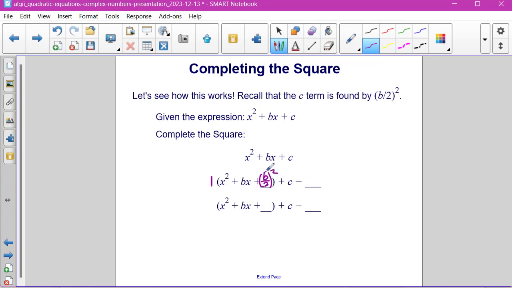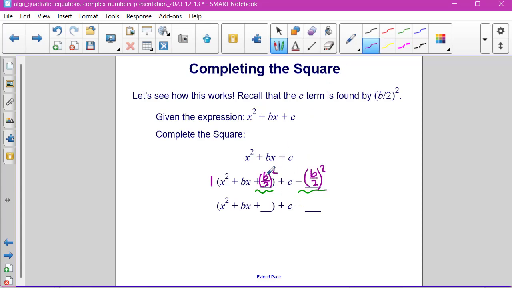And then whatever we add to one side, we also have to take away, or add to the other side if you do have an equation. Since this is just an expression, we're going to subtract out what we're adding. That way, these two terms, the plus b over 2 squared and the minus b over 2 squared, add up to 0. So it actually doesn't change the value of our expression.